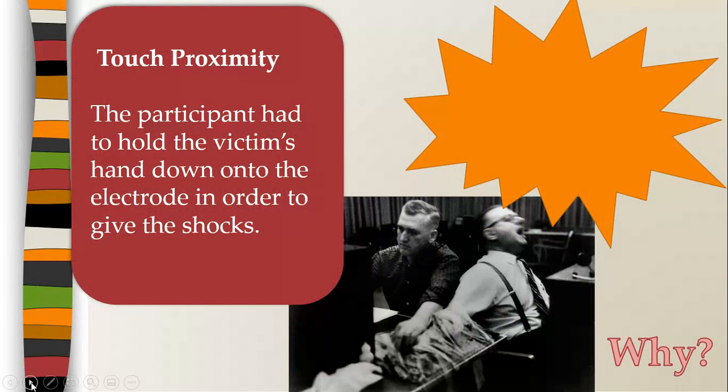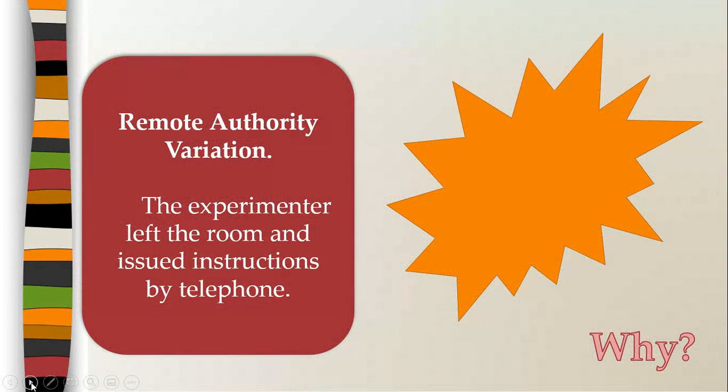With touch proximity, where the participant had to hold the victim's hand down, obedience dropped to 30%. With remote authority, when the experimenter left the room, obedience dropped further to 20%. So you're saying as proximity to the experimenter decreases, obedience will decrease.